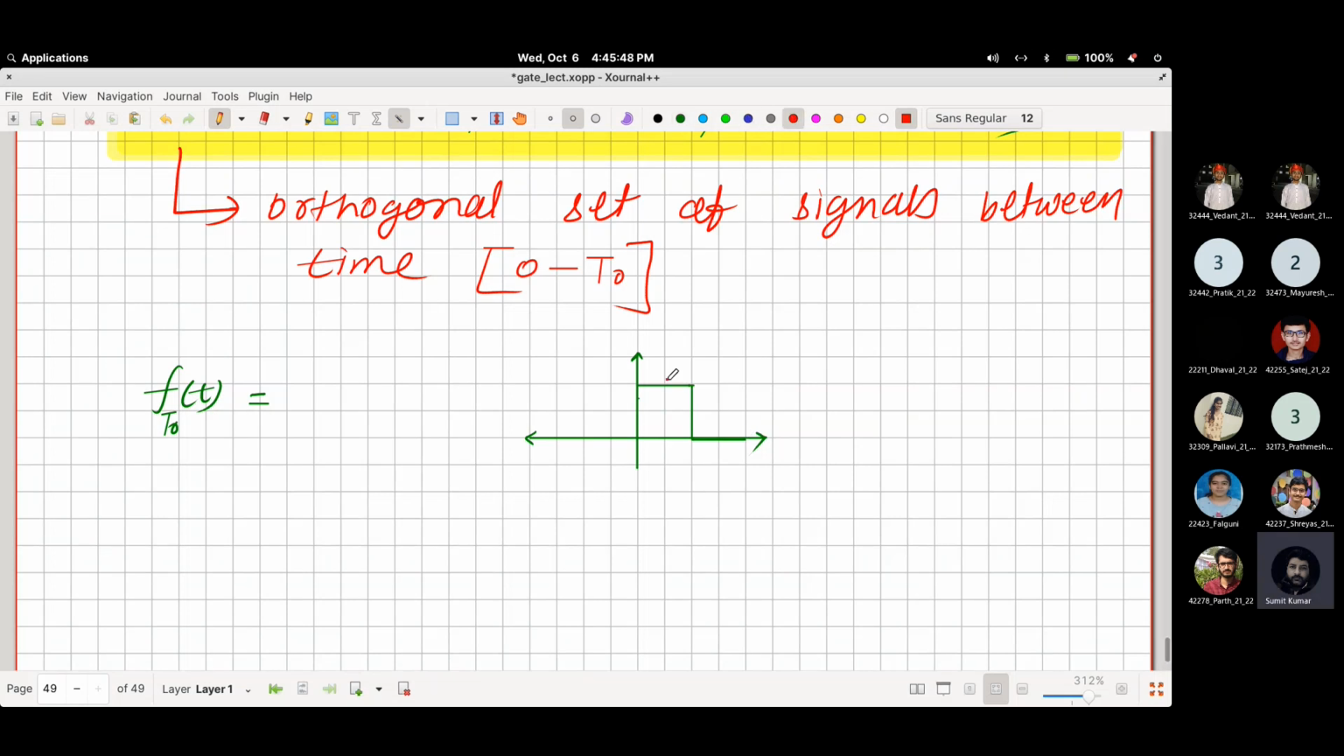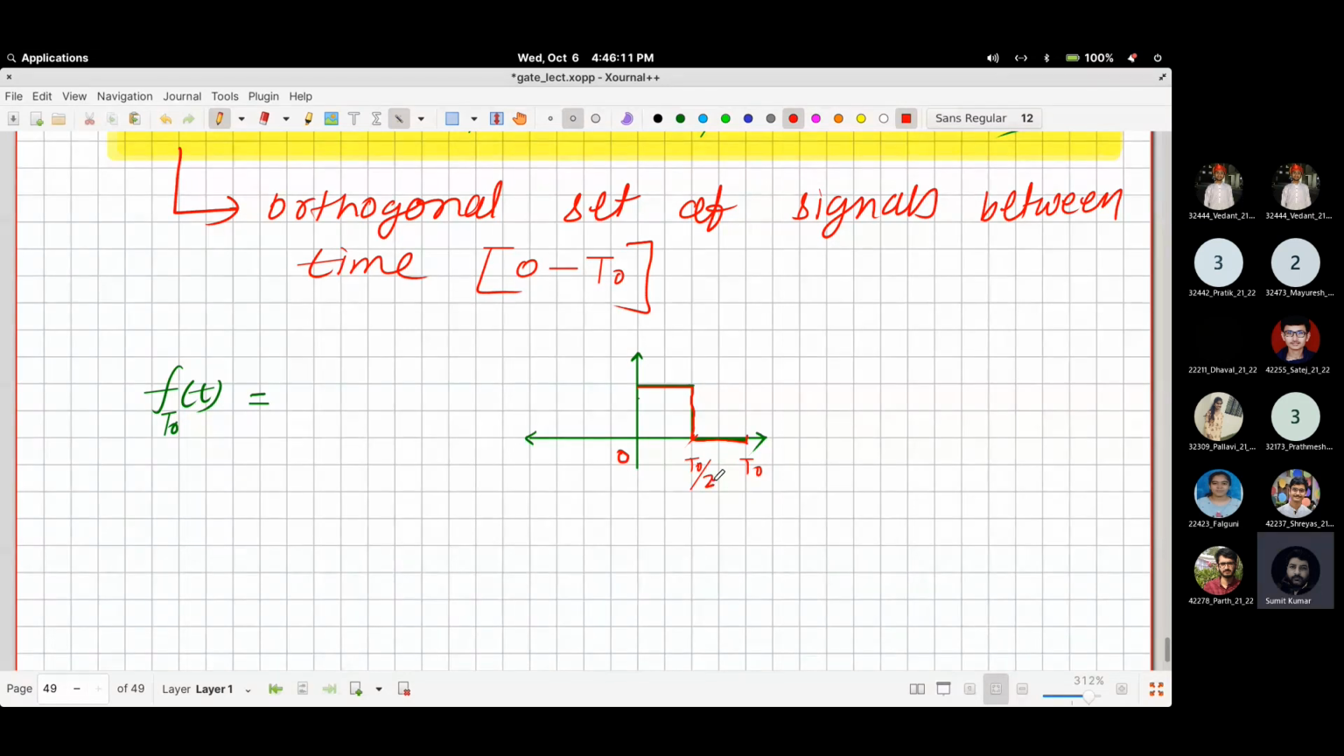Let me do this in red color, so that it is clear that it is 0 there. This signal is defined between 0, this point, and this point here is t naught. Let's say this point is t naught by 2. I'm just making this kind of symmetric. Is that clear?